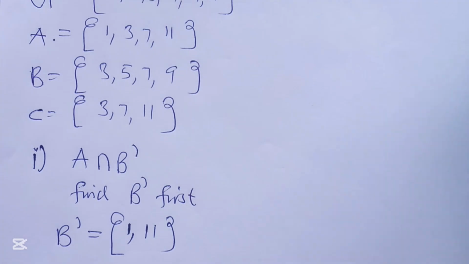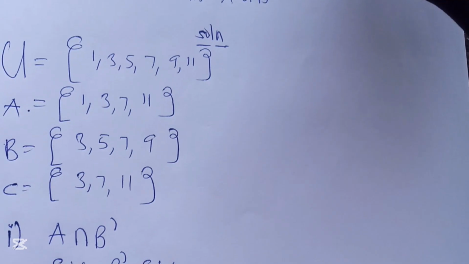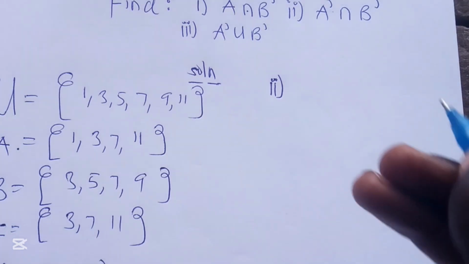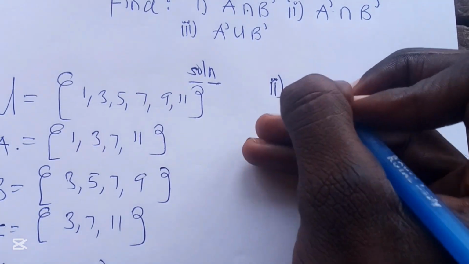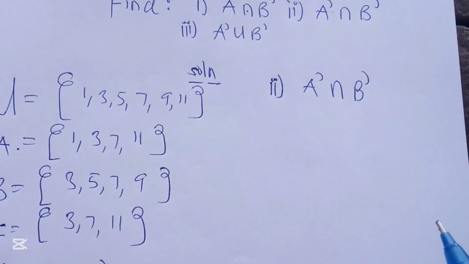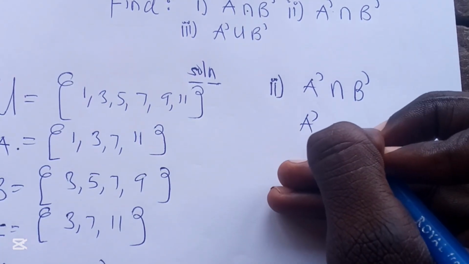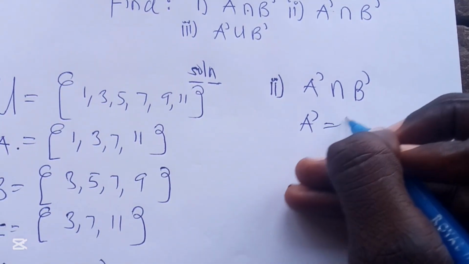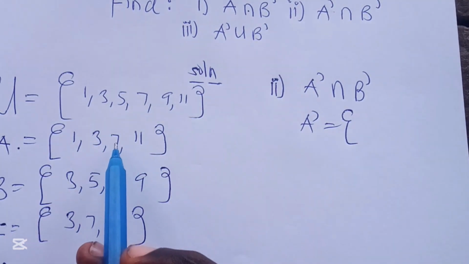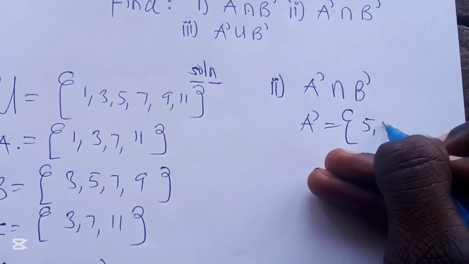Let's look at Roman 2. We are asked to find A complement intercept B complement. We already have B complement as 1, 11. Now let's find A complement. A complement is what is inside this universal set that is not in A. That is 5, 9.